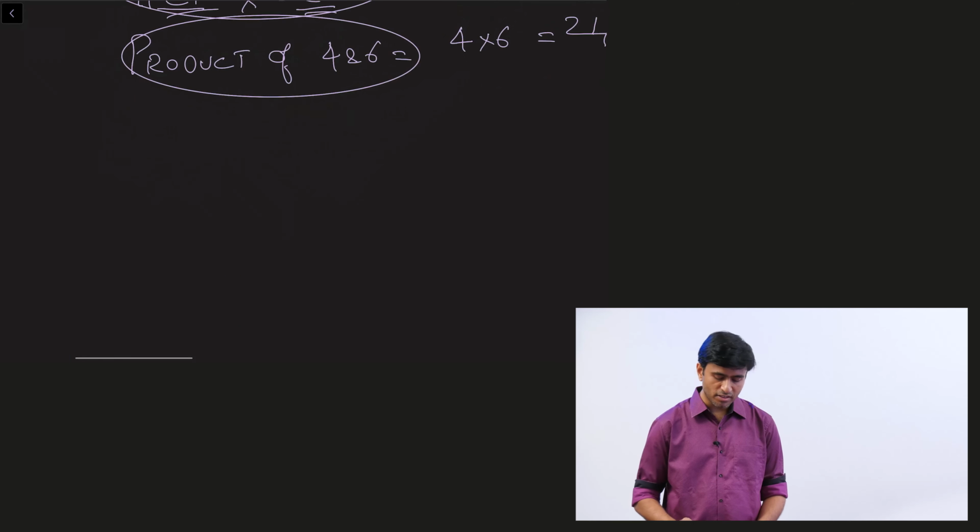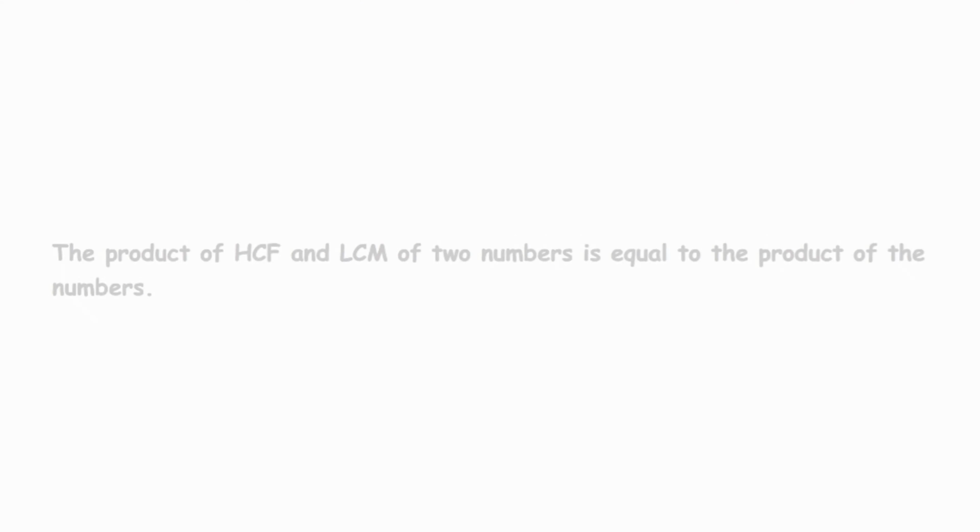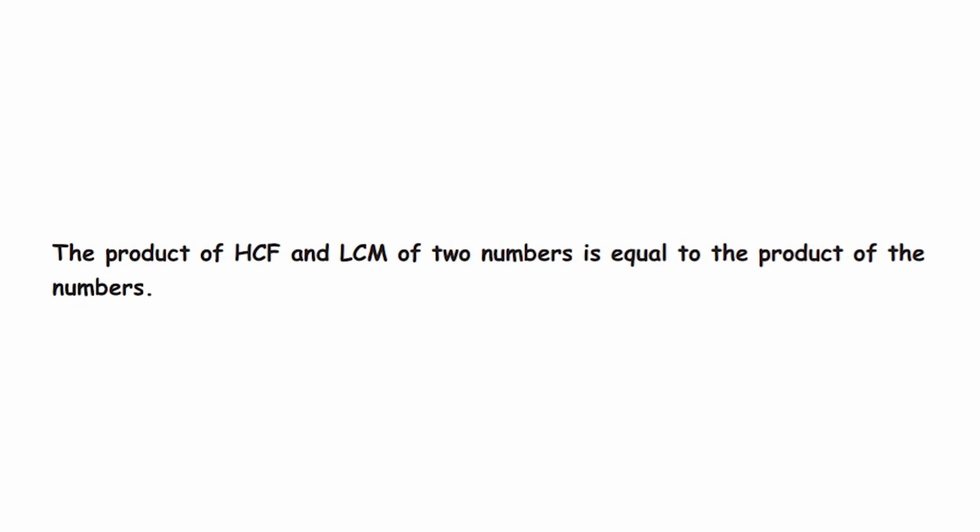That is an interesting property of HCF and LCM. The product of HCF and LCM of two numbers is equal to the product of the numbers. You can take any numbers, you will find those numbers satisfying this property.